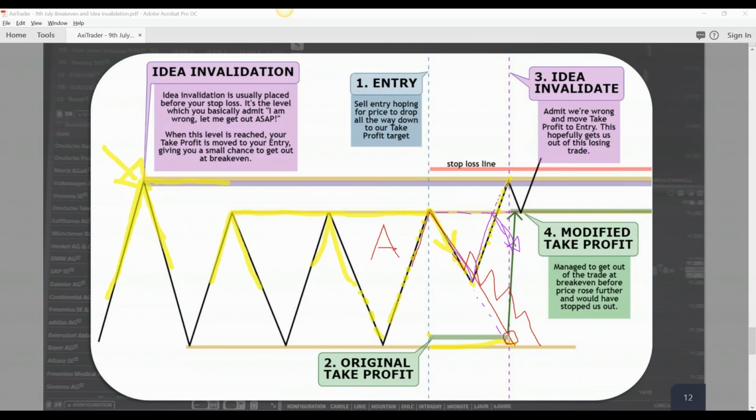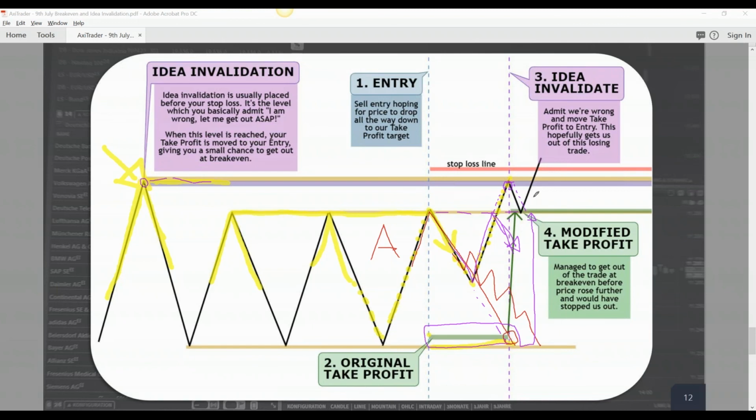So price is working its way to my stop loss. Now, since I identified this as a big resistance level, that's saying that clearly this is a big level to watch out for. What is going to happen is I'm going to put my idea invalidation level there. So when price reaches this level, my original take profit will be moved all the way up to here, to my modified take profit, right? This gives me a very small chance that when price reaches this resistance level, price would reverse down.